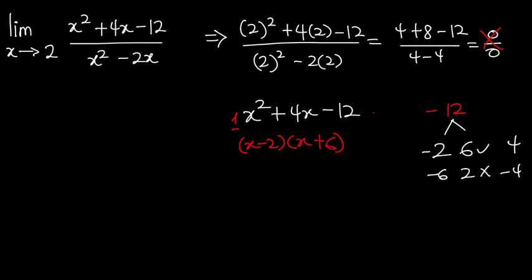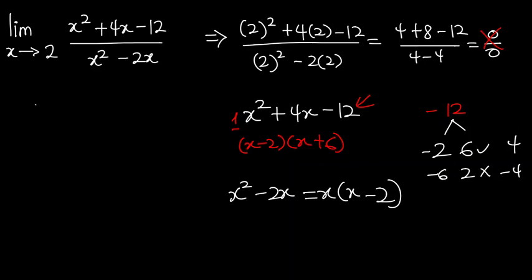If you expand this bracket, you are going to get this expression here. So that's for the numerator. Let's look at the denominator also. For the denominator, we have x squared minus 2x. I can further factorize this as x multiplying x minus 2. This is what we have.